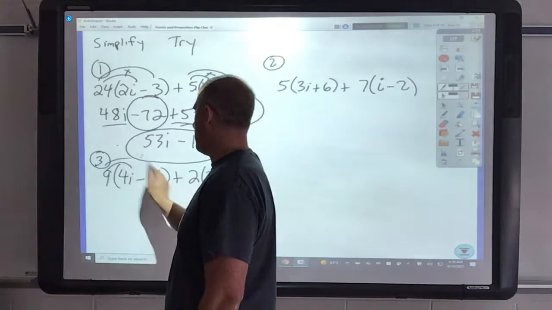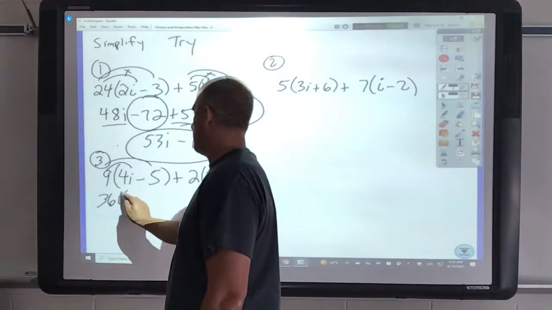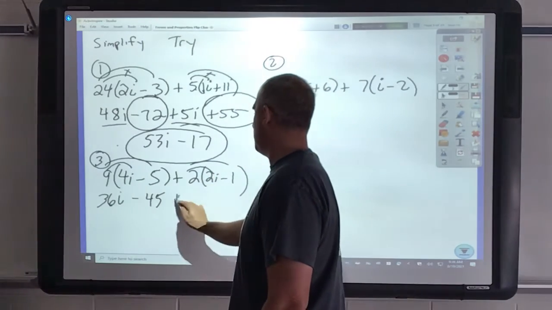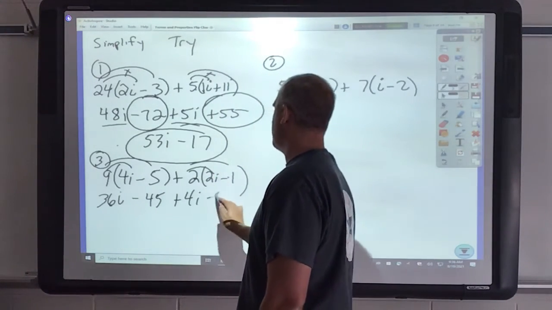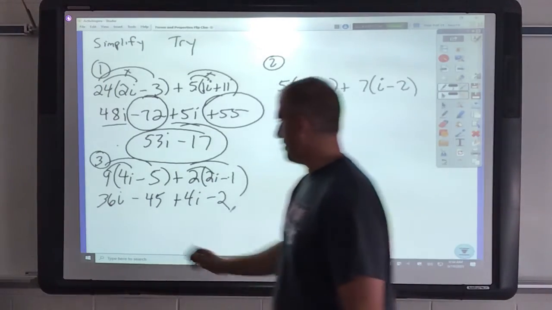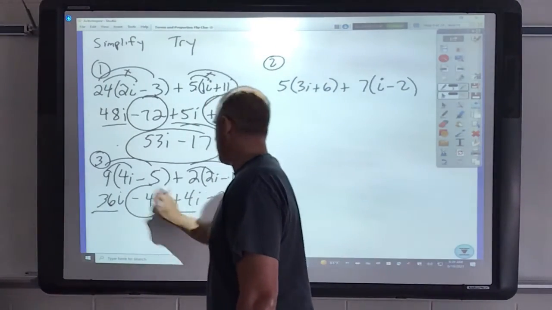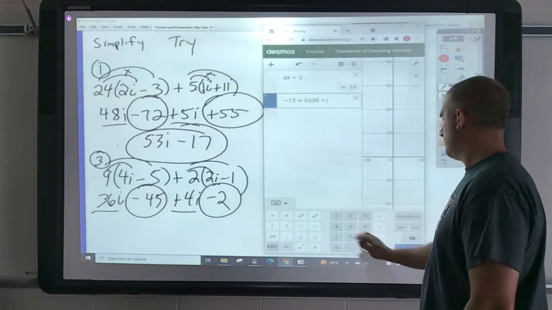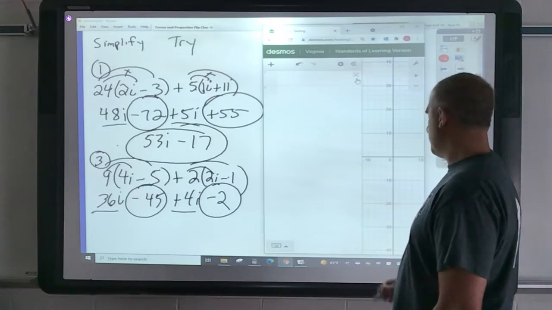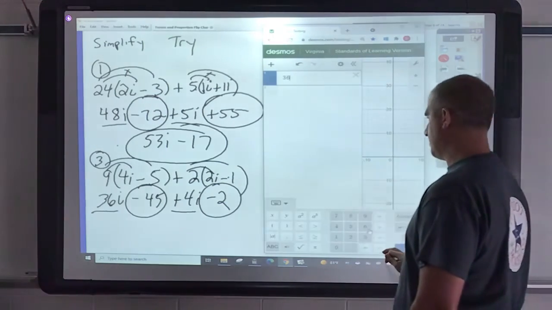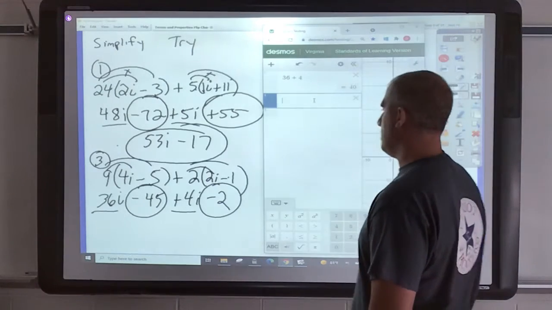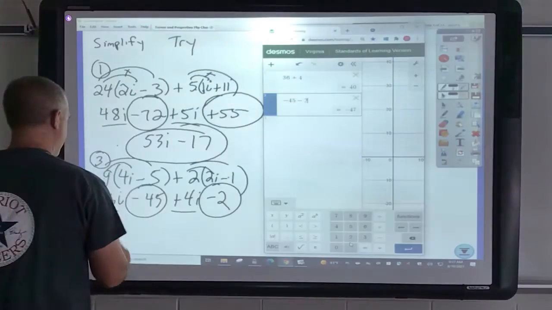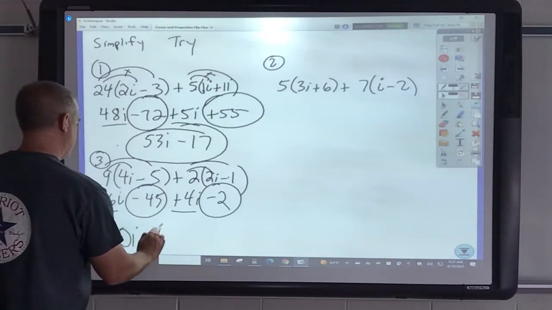Just so I don't have to move the Desmos, I'm going to go to this one. I'm going to multiply. It's going to be 36i. 9 times negative 5 is negative 45. Multiply that. 2 times 2i will be 4i. 2 times negative 1 will be negative 2. My like terms here and here, here and here. So I got 36 plus 4. I'm used to the Casio. 36 plus 4 is 40. Negative 45 minus 2. 40i minus 47.